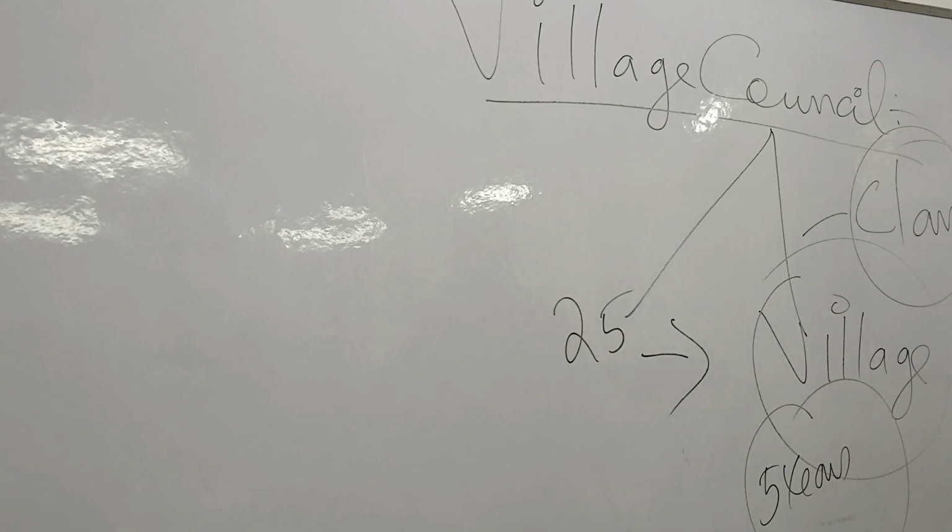From clan-wise, representation will come, alright? And this is for 5 years. In Nagaland, the village council is for 5 years. But among the Aos, it is for 30 years.